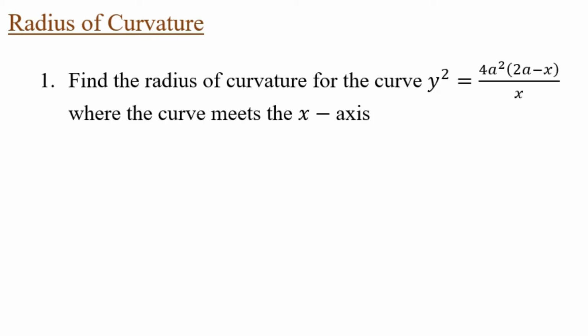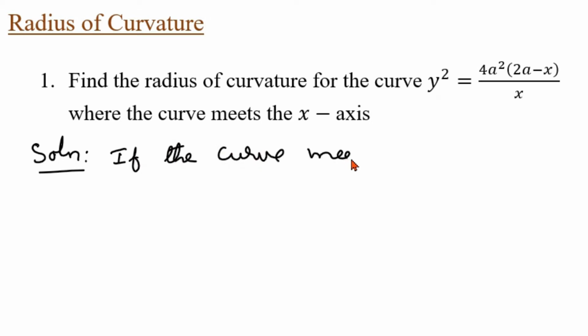The first question is, find the radius of curvature for the curve y square is equals to 4a square times (2a minus x) divided by x, where the curve meets the x-axis. It is given that the curve meets the x-axis. So if the curve meets the x-axis, then on the x-axis the value of y will be equal to 0.